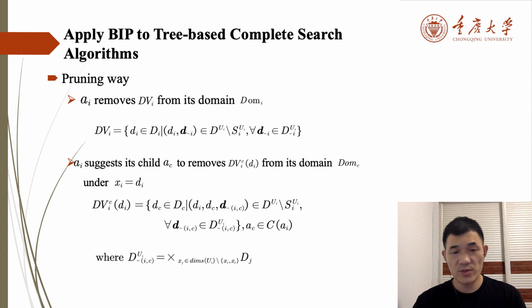Therefore, we choose to prune some elements which only involve Ai or the joint assignment by Ai and one of its children. Specifically, Ai removes DVi from its domain, and Ai suggests its child Ac to remove DVi-Ci from its domain.